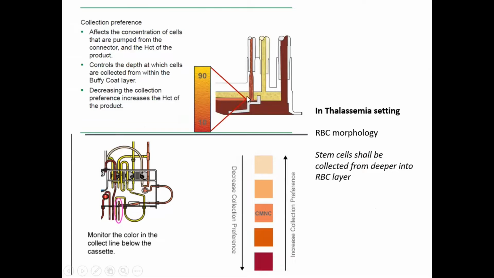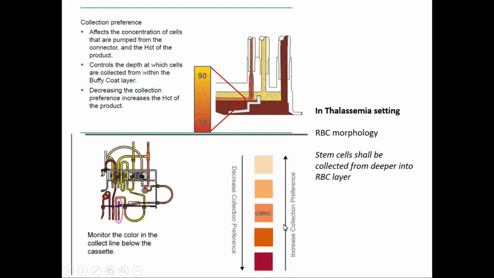So these are the layers which are formed. When you spin in Optia, the denser elements, RBCs, are pushed to the periphery and the lighter elements, plasma, are pushed towards the inside, and the buffy coat is in between. So collection preference is chosen based on the depth at which you are collecting your cells. If you're collecting a lighter element, then you need to decrease your collection preference so that you go a little darker. And if you're collecting very dark, you need to increase your collection preference.